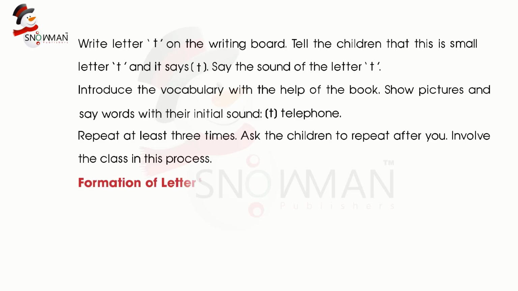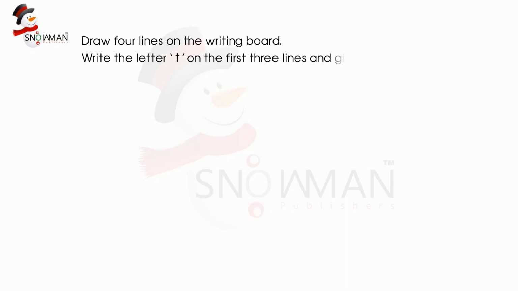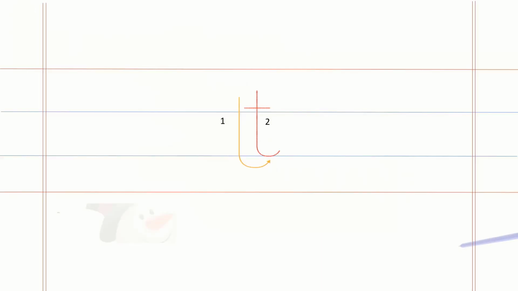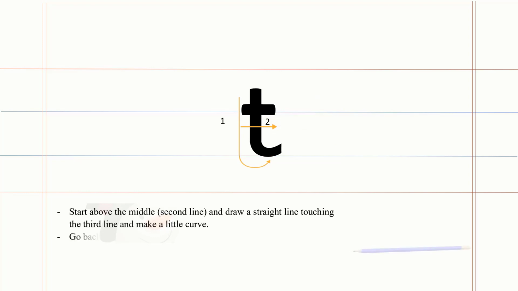Formation of letter T activity. First of all, get attention of the children. Encourage them to sit up straight and not bend their backs. Draw 4 lines on the writing board. Write the letter T on the first 3 lines and give instructions. Start above the middle second line and draw a straight line touching the third line and make a little curve. Go back to the middle and draw a line across.